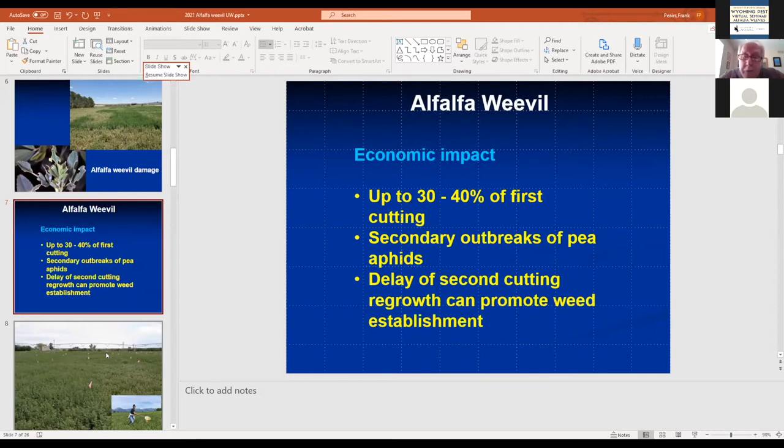The second economic impact is secondary outbreaks of pea aphids, and the yield effects of those outbreaks haven't really been measured, but it is a very common phenomenon. And then the third impact that we think is important with alfalfa weevil is if they get on the second cutting regrowth, they can hold that back and keep the canopy open and allow the establishment of weeds, which can considerably shorten the life of that particular stand.